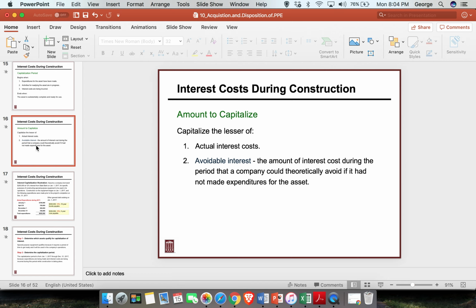All right, so interest costs during construction. So we capitalize the lesser of actual interest cost or avoidable interest. So what's avoidable interest? Amount of interest cost during the period that a company could theoretically avoid if it had not made expenditures for the asset.